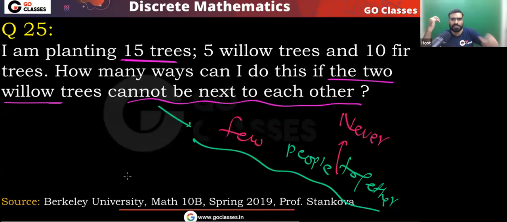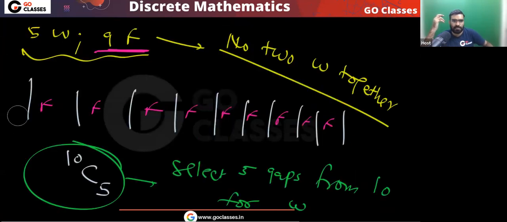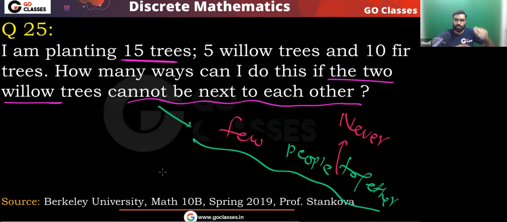Now some of you might be thinking, sir, these are distinct. Should I consider them identical or distinct? Sorry, 10 fir trees are there. Your total 10 fir trees. So how many gaps? There will be total 11 gaps. So very simple. This is your answer.